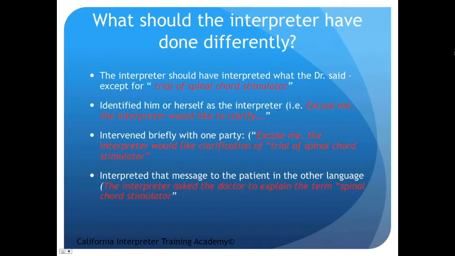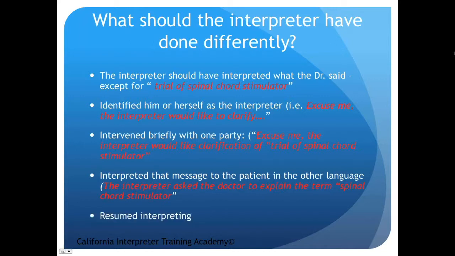The interpreter should have also interpreted that message to the patient in order to be transparent, so the patient would know what this side conversation was about. So in the target language, the interpreter could say something like, the interpreter asked the doctor to explain the term spinal cord stimulator. Now, these last two points can be done in either order. You could first turn to the patient and say briefly, the interpreter needs clarification, and then turn to the provider and ask the clarification. The important thing is to be transparent so both parties know what is going on.